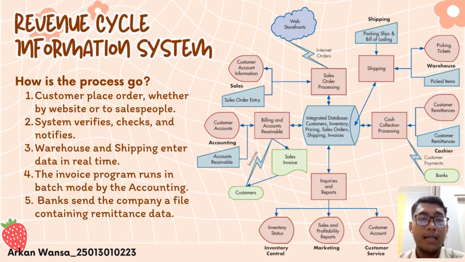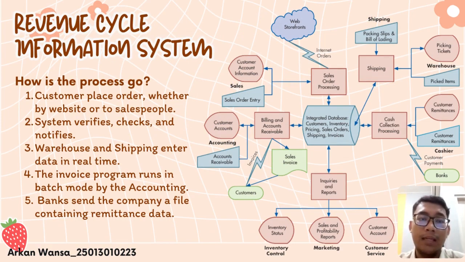Entering the second slide, here we have a flowchart of an ERP system designed to support the revenue cycle. So, how does the process go? First, the customer places an order, whether by website or through salespeople. If by website, you can see the blue cloud on the top, and if by salespeople, the sales department enters customer orders received over the telephone, by fax, or by mail. You can see it on the top left.